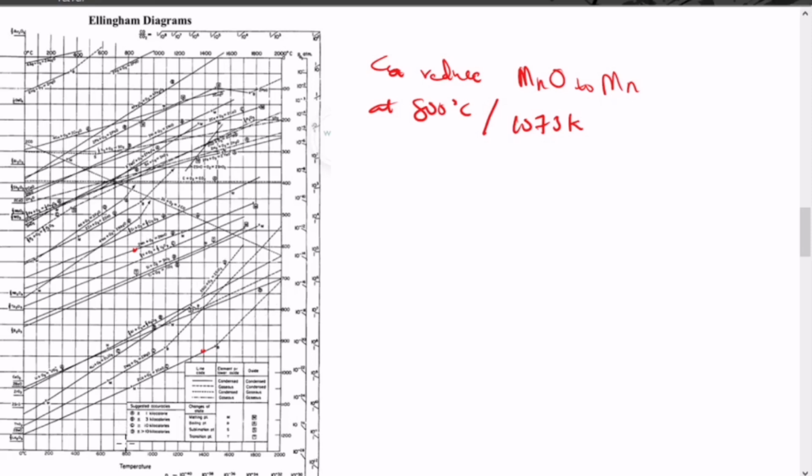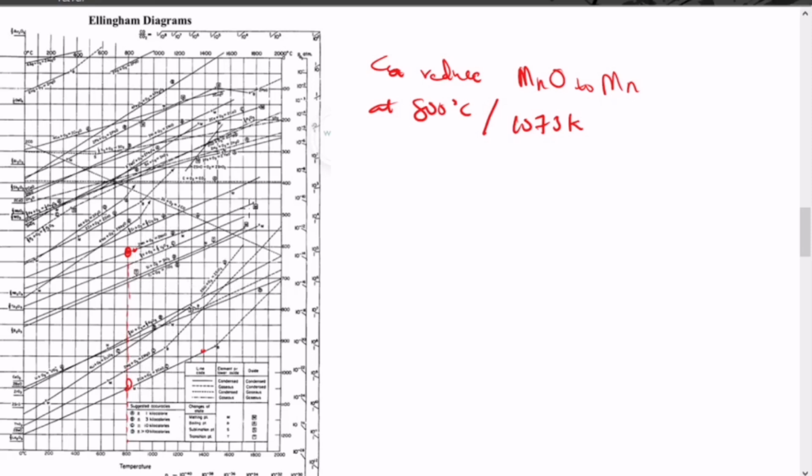So then you trace your line, which is 800. You trace it to hit the two lines. Now it hits manganese here and it hits calcium here. Then you come to the second question, which one can reduce which one. Since the calcium line is below the manganese line, it can be established that the calcium can be used to reduce manganese oxide to manganese. This is because the calcium line is below. So when it is below, it means that it can be used to reduce that.